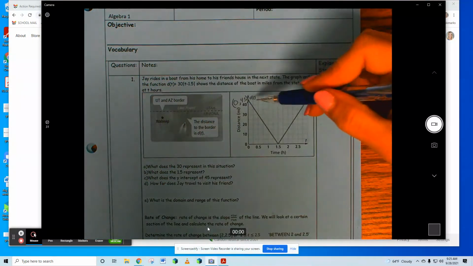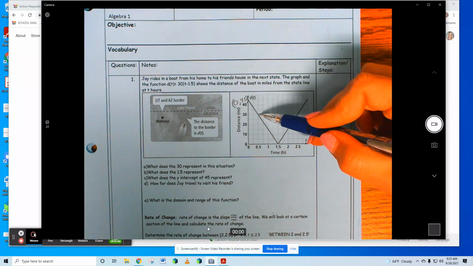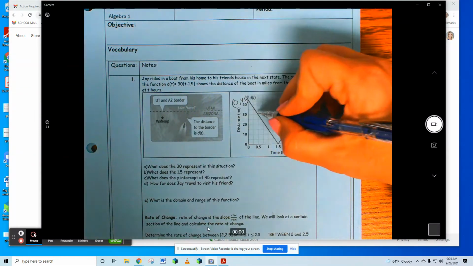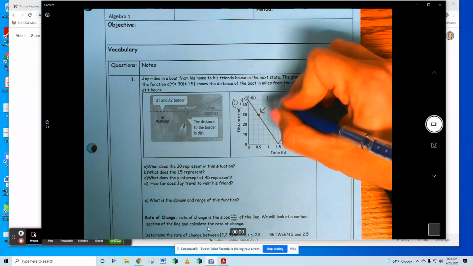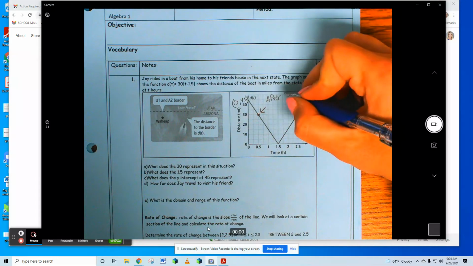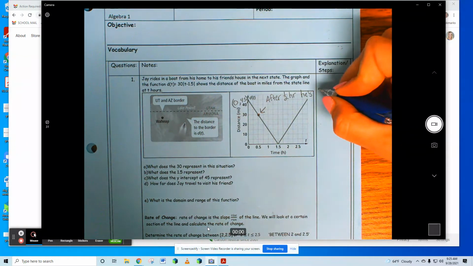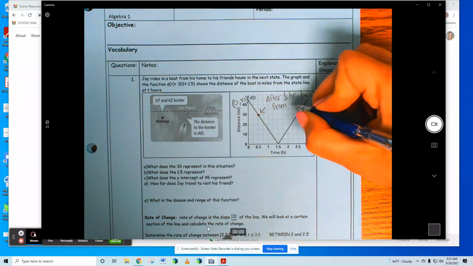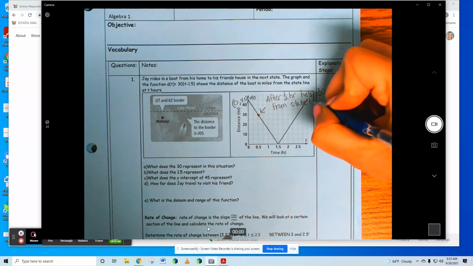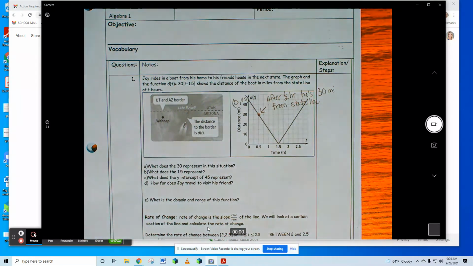And as he drives, he gets closer and closer to 0. So like (0.5, 30), that right there would be after half an hour, he's 30 miles from the state line. So ordered pairs along this line show as he goes, he's approaching the state line.